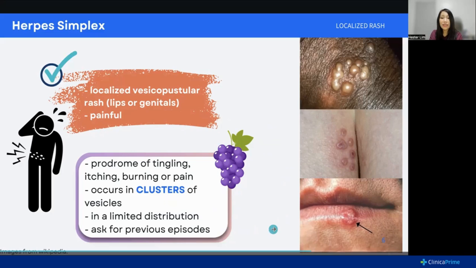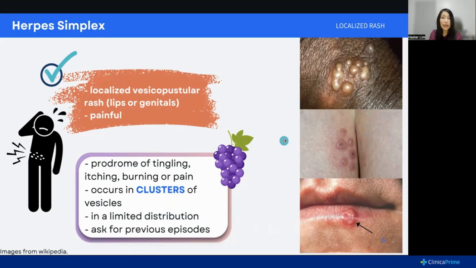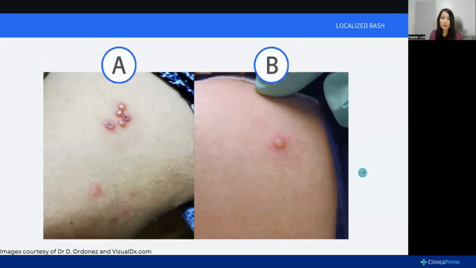One of the important things to ask for is if your patient has had previous episodes before, because that's also a giveaway. Recurrent cases are very common in herpes simplex. If you see A and B, the lesions are actually quite similar. You see, in fact, significant central umbilication in A. However, A is actually your herpes zoster or your shingles.